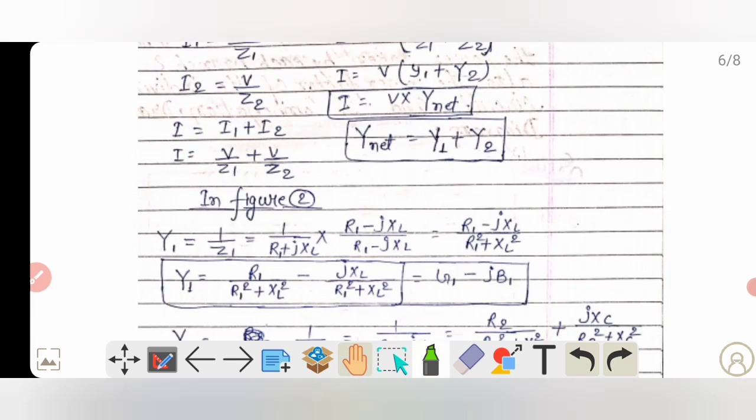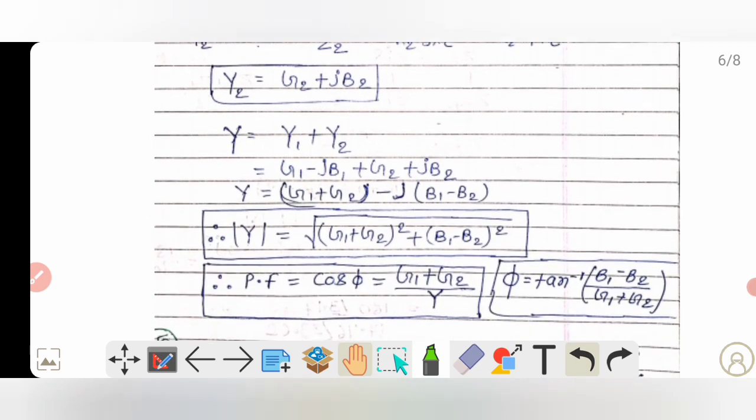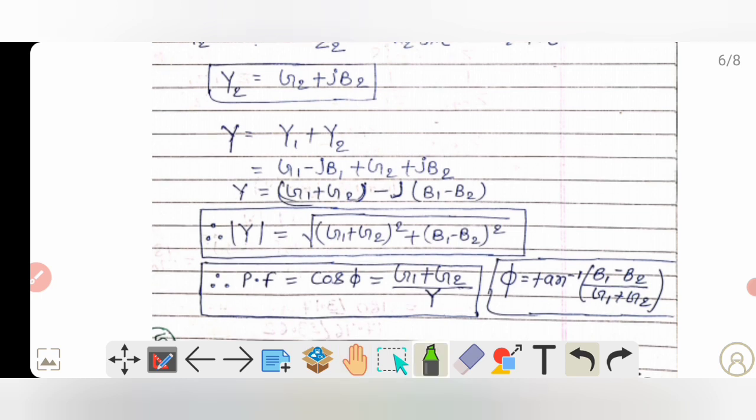Now if you want to calculate all these values for figure 2, then Y1 will be equal to 1 by Z1, and it will be equal to 1 by R1 plus jXL. And as we rationalize, our whole equation comes out to be G1 minus jB1. In the same way, if you want to calculate the value of Y2, then our equation will be equal to G2 plus jB2. Now as we move further, if you want to calculate the value of equivalent admittance, it will be equal to Y is equal to Y1 plus Y2.